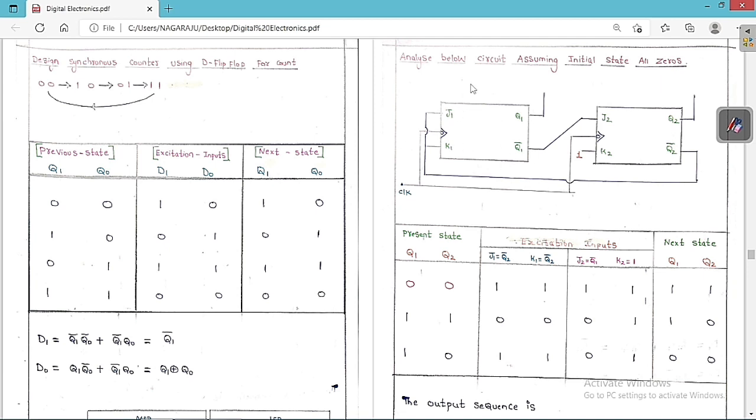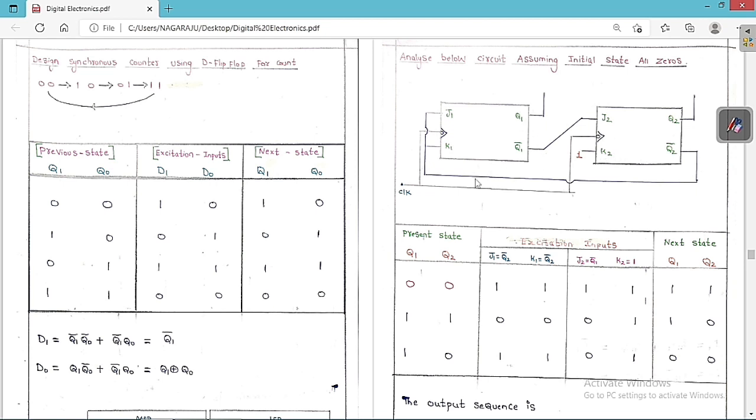So now we are going to learn about another new concept here. We are going to analyze the given circuit assuming the initial state is 0. So this is the circuit we are given. Now I am going to analyze the circuit. I am going to assume that all the initial states are 0. This is the circuit given in this question, and they are asking me to analyze it.